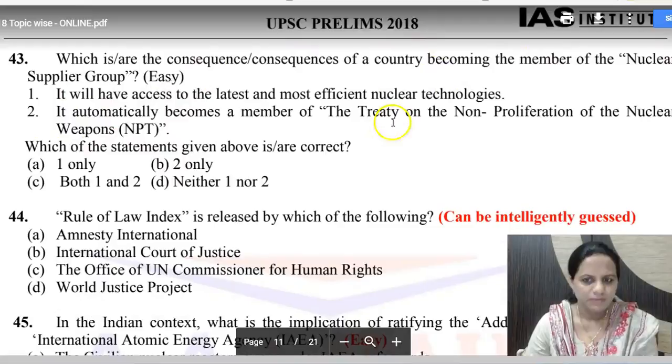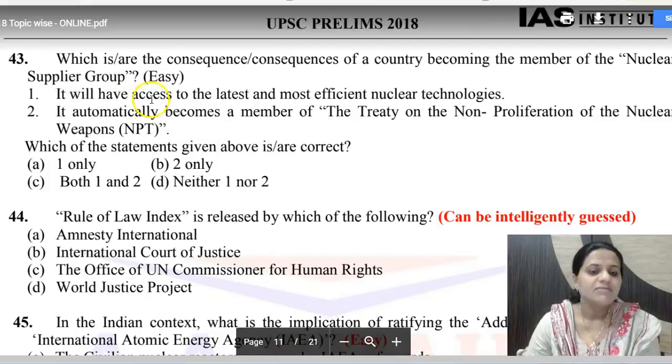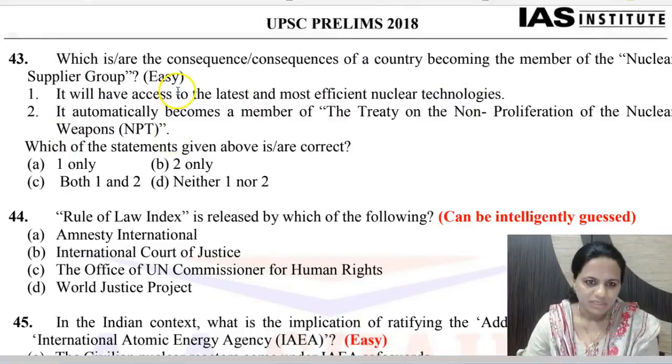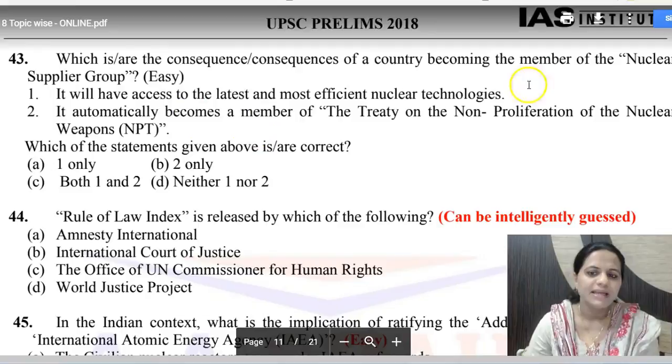Then next is, which are the consequences of a country becoming a member of NSG, Nuclear Suppliers Group. So if India wants to become a member of NSG, this has been in news. And the first statement says, it will have access to latest and most efficient nuclear technologies. Of course, this is the consequence that we'll get access to. This is the purpose for which we want to be a member of NSG. And second statement says, it automatically becomes a member of NPT. So this has been discussed in news. India has not signed NPT and does not want to sign NPT, and NSG has nothing to do with NPT is the viewpoint which India has endorsed.